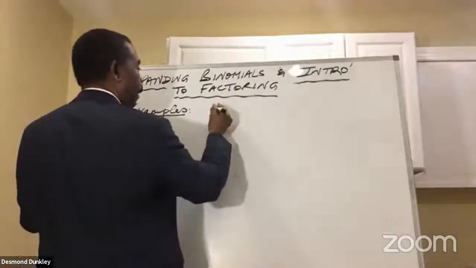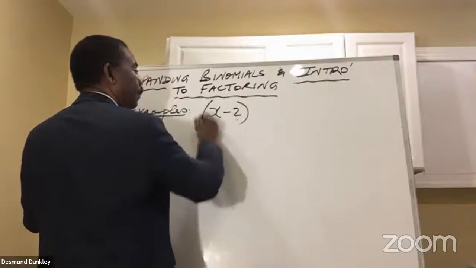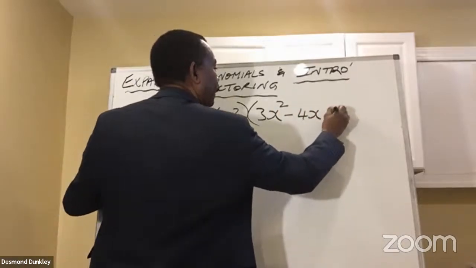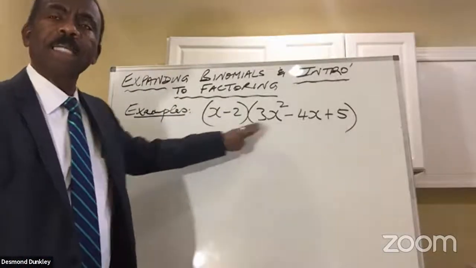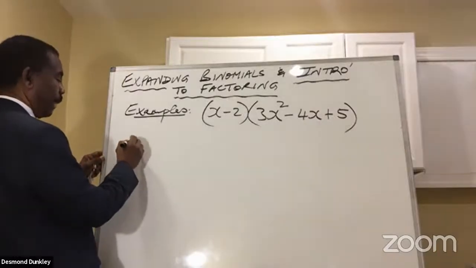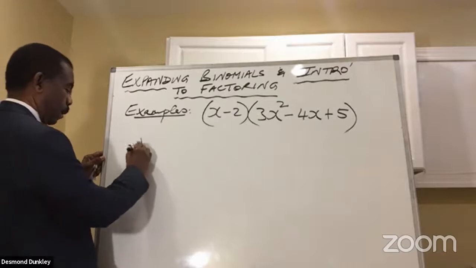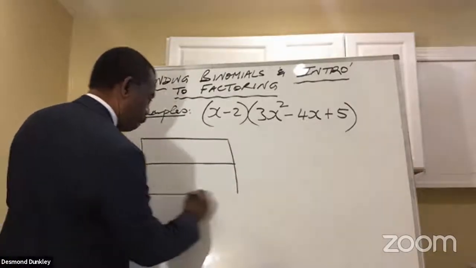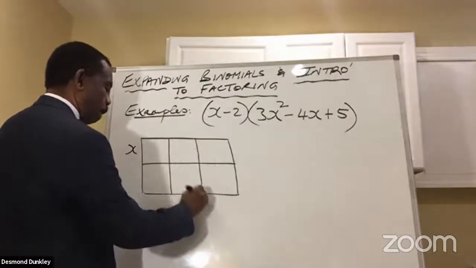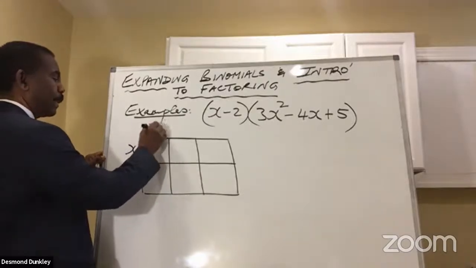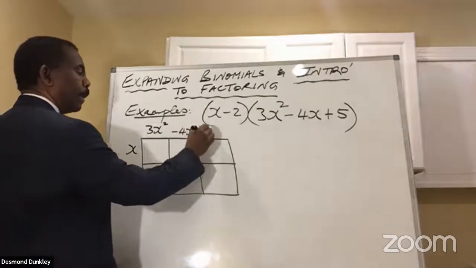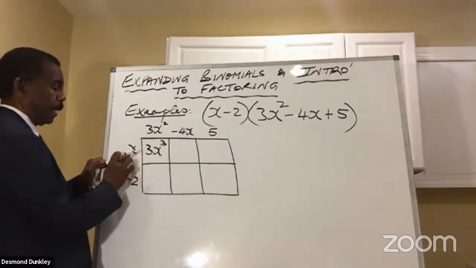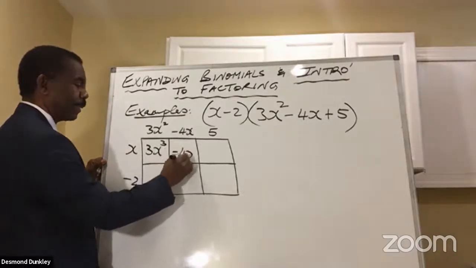For example, if you had, say, x minus 2 times 3x squared minus 4x plus 5. So now you have a binomial times a trinomial. You could say, for example, write x minus 2 is here, and this is 3x squared, this is negative 4x, and this is 5. So it's x times 3x squared gives us 3x cubed. X times negative 4x is negative 4x squared.